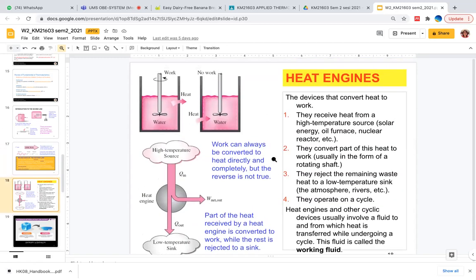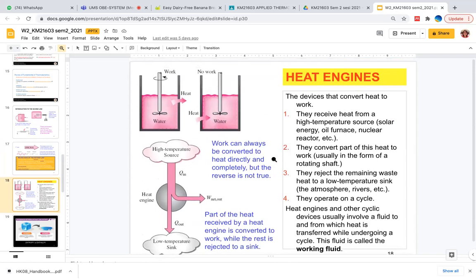Heat engine. This is a very important topic. We are talking about heat engine, about half of the subject. A heat engine is a device that converts heat to work. They receive heat from a high temperature source and then convert part of the heat to work. They reject the remaining heat to the low temperature sink, for example the atmosphere, and they operate on a cycle. If you achieve these 4 criteria, you are dealing with a heat engine.